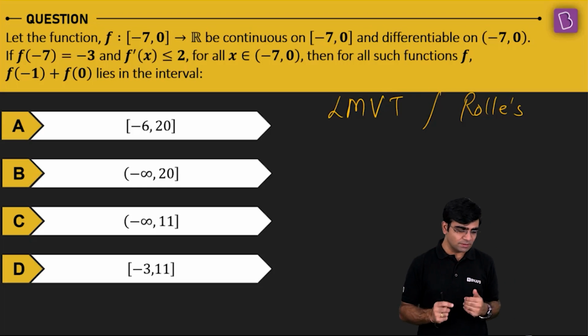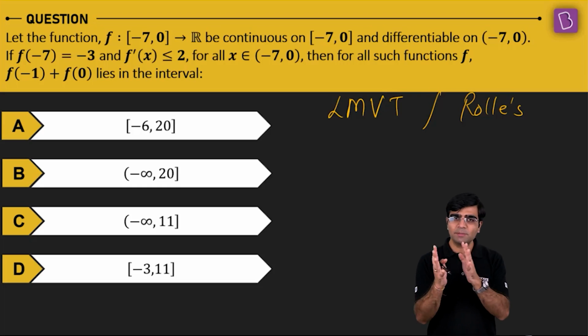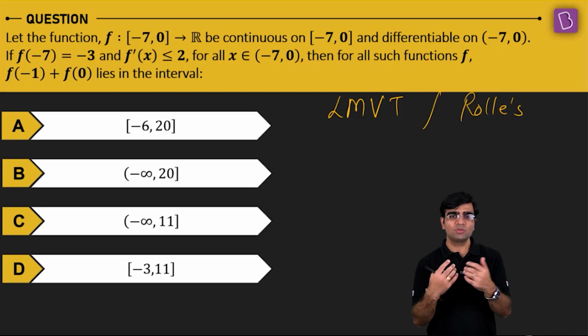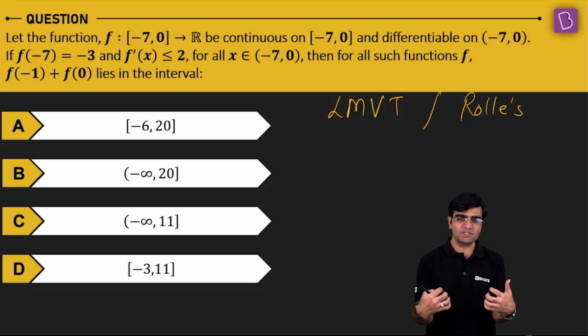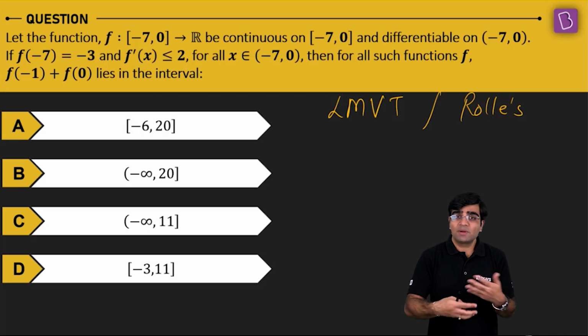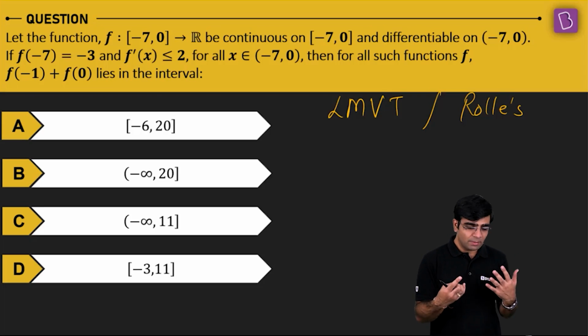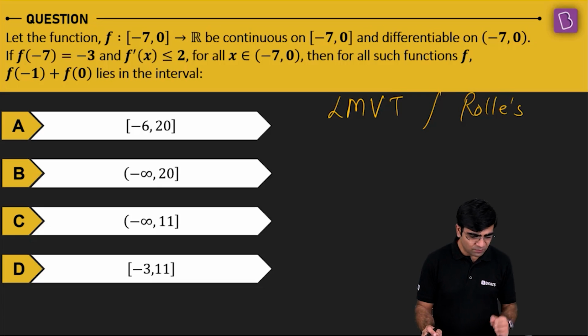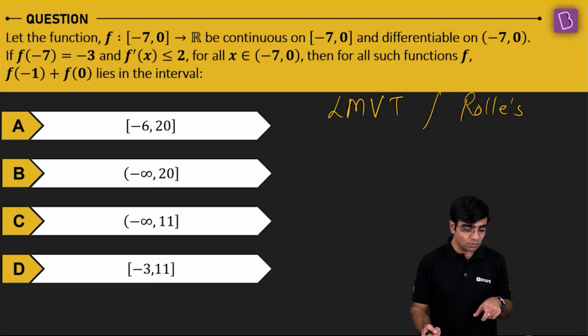Now read the question further. I hope you remember the statement precisely for Rolle's theorem. We say that between two roots of any function or expression, there lies one root of f dash x equal to 0. But let's see what this question says. Now, f of -7 equal to -3 and f dash x less than or equal to 2. So they have given me a bound for f dash x, less than or equal to 2.